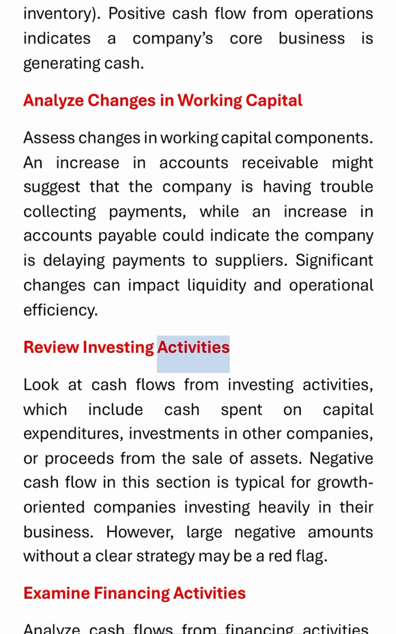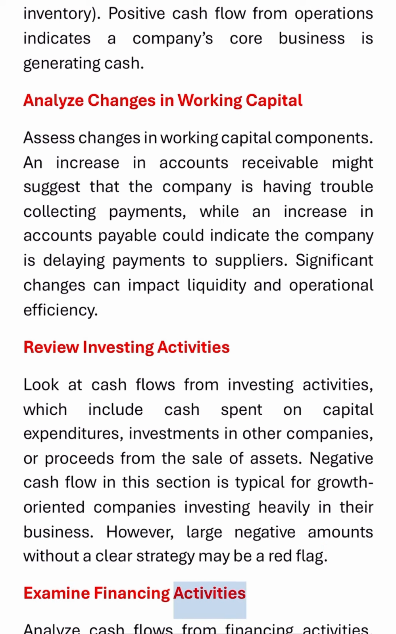Review investing activities. Look at cash flows from investing activities, which include cash spent on capital expenditures, investments in other companies, or proceeds from the sale of assets. Negative cash flow in this section is typical for growth-oriented companies investing heavily in their business. However, large negative amounts without a clear strategy may be a red flag.